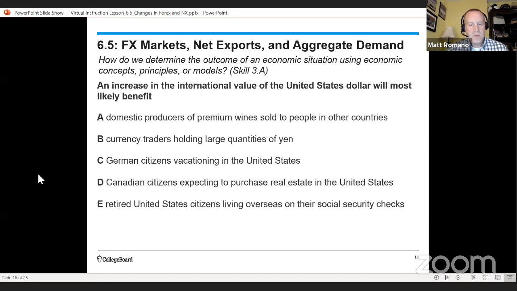Canadian citizens expecting to purchase real estate in the US. You're in Canada, you've got to switch your Canadian dollars over to US dollars. Those US dollars just went up in value. You can't buy as much in terms of the real estate. Let's hope it's E, because it's certainly not A through D.